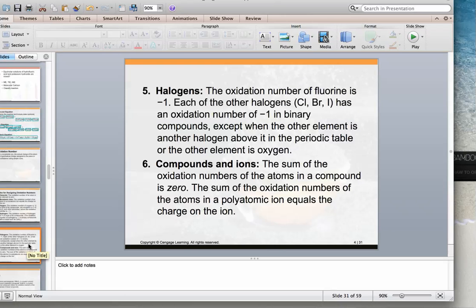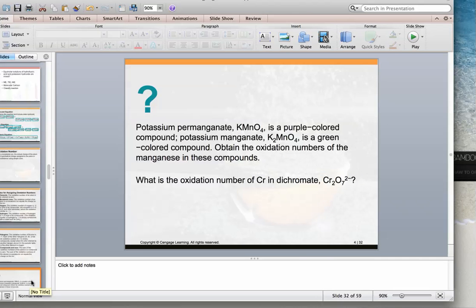Halogens will always be -1 unless they're bonded to oxygen. Fluorine will always have an oxidation state of -1, no exceptions. If you have a compound, the sum of all the oxidation numbers has to equal 0. If you have an ion, the sum of all the oxidation numbers comprising that ion must equal the charge of that ion. Let's work a quick example.